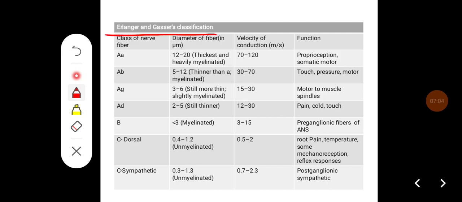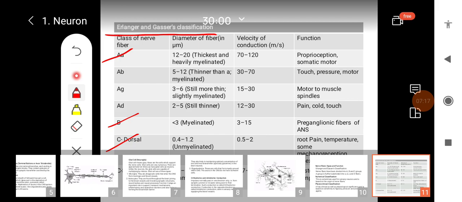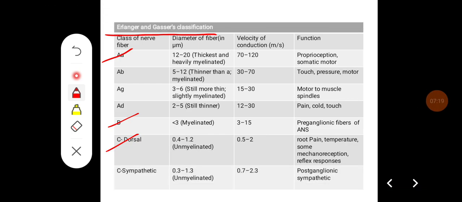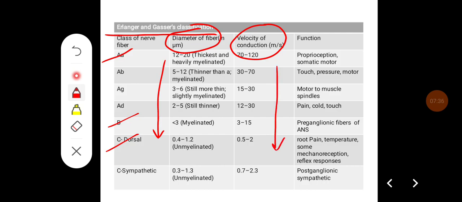So this table shows the Erlanger-Gasser classification. You can see they've been divided into A, B, and C fibers. A is further divided into A alpha, beta, gamma, and delta, where the classification is mainly based on the diameter of the nerve fibers and velocity of conduction. The diameter gradually decreases from A alpha to C fibers, and the velocity of conduction also decreases as they go from A alpha to C fibers.